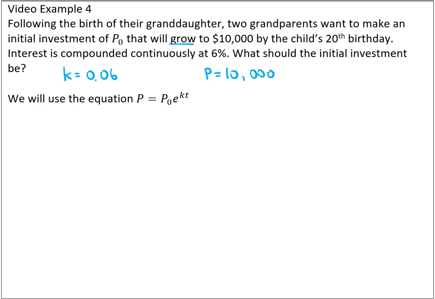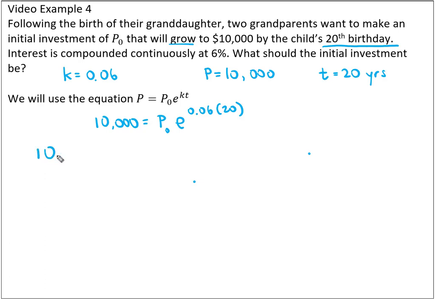We also know that we want this to happen by the child's 20th birthday, so our time will be 20 years. And so we have enough information to put into this equation. We're going to say 10,000 is equal to P0 e to the 0.06 times 20. Now we just want to solve for P0, so we're going to divide both sides by e to the 0.06 times 20, and that's going to equal P0.